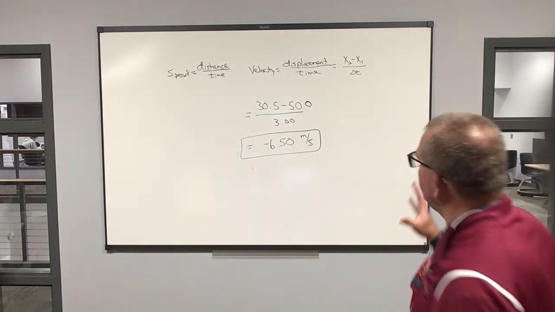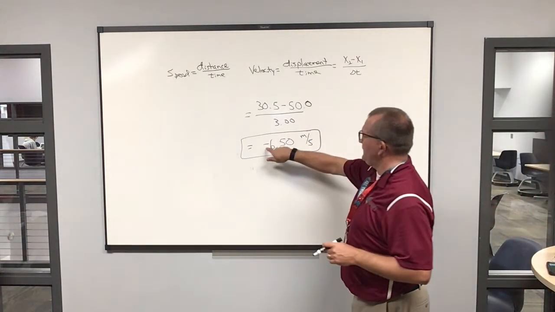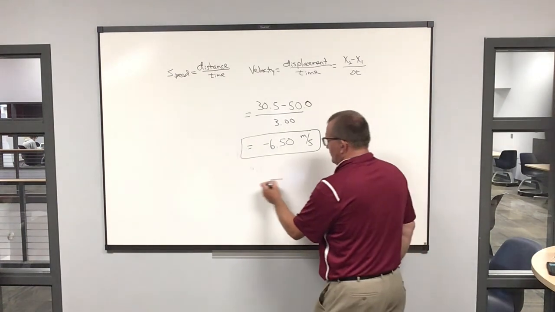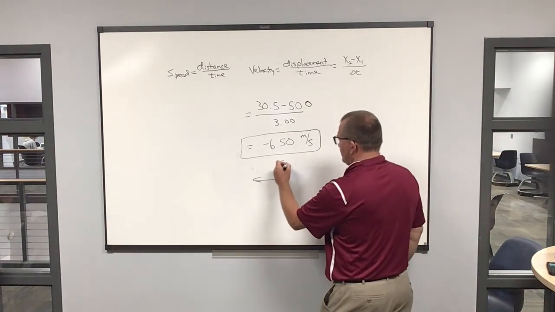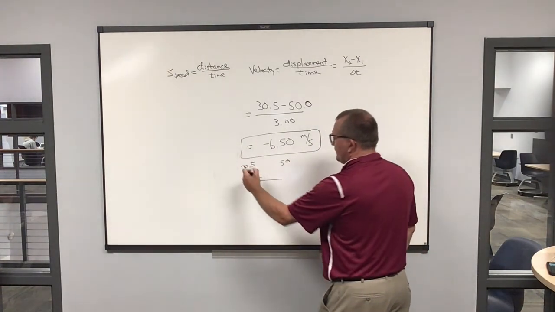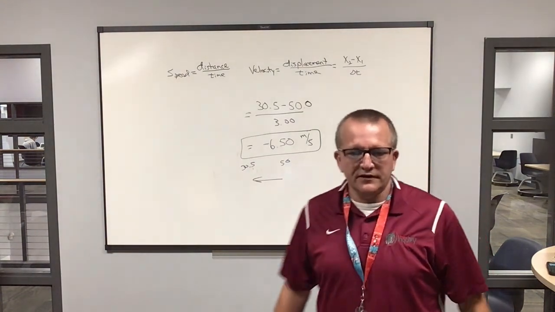And again, velocity is a vector, so it shows direction. So really that negative means we're going in that direction, which we are, because we're going from 50 to 30.5. So that's why the number's negative.